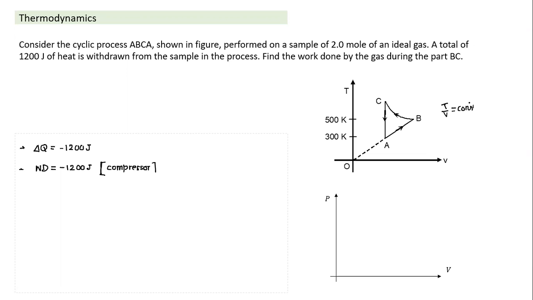So the process A to B has T by V constant, and when this line passes through the origin, it is a constant pressure process. And the volume is expanding. So if I have to draw the figure here, it is something like this. A to B, I could have drawn something like this.